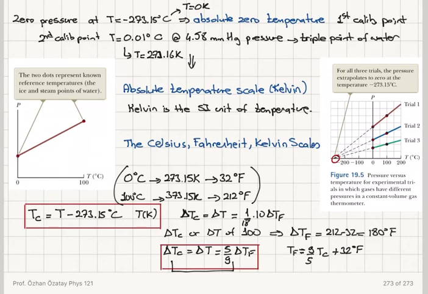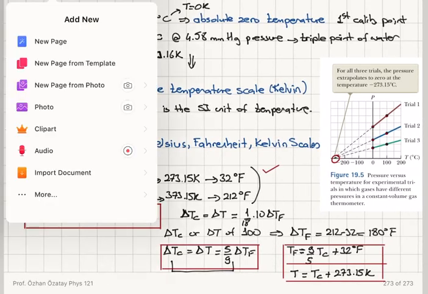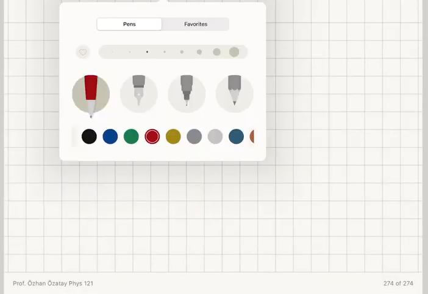And similarly, for conversion from Celsius to the Kelvin scale, if I add 273.15 Kelvin to a temperature reading in Celsius, I will get the temperature in the Kelvin scale. So it's very easy to convert once you know this relationship for the readings on the calibration points of these three different scales.